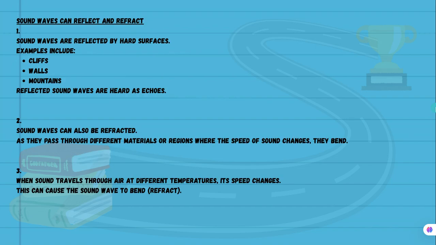Sound waves can reflect and refract. Sound waves are reflected by hard surfaces. Examples include cliffs, walls, mountains. Reflected sound waves are heard as echoes.